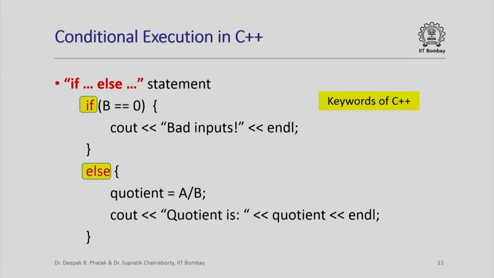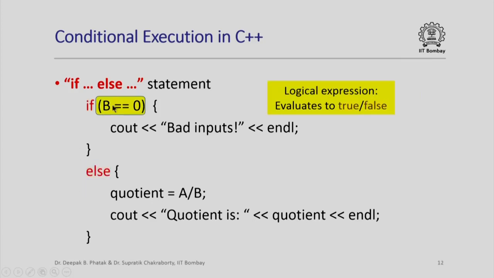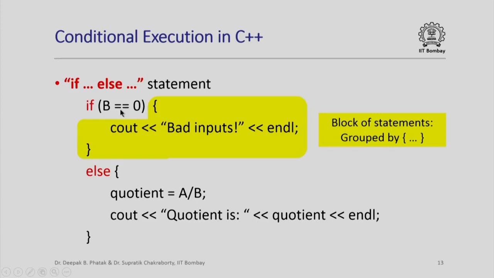If and else are keywords which are used to specify a conditional execution. The condition that you put, the condition based on which control would either flow through the yes branch or the no branch, has to be a logical expression and it has to evaluate to true or false. In this particular case it is a comparison operator which evaluates to true or false. And then in the yes branch we could have a block of statements grouped by two braces, and similarly in the no branch we could have another block of statements grouped by braces.